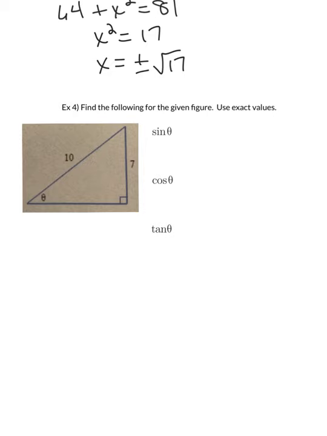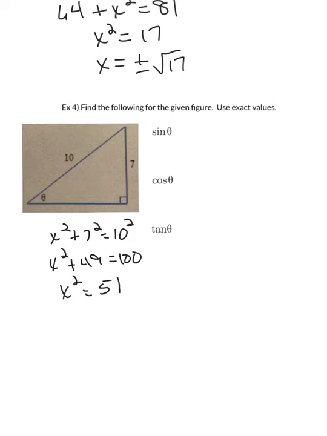So we are going to set up the Pythagorean theorem, x squared plus 7 squared equals 10 squared. X squared plus 49 equals 100. X squared has to equal 51, so x must be the square root of 51. So the side that we don't know then is the square root of 51.